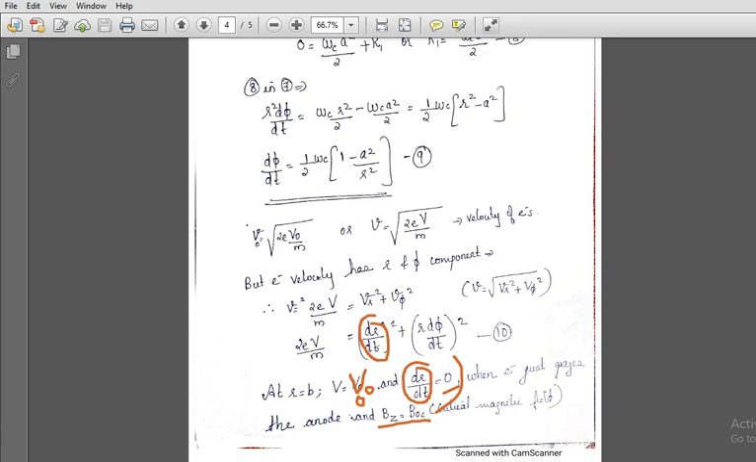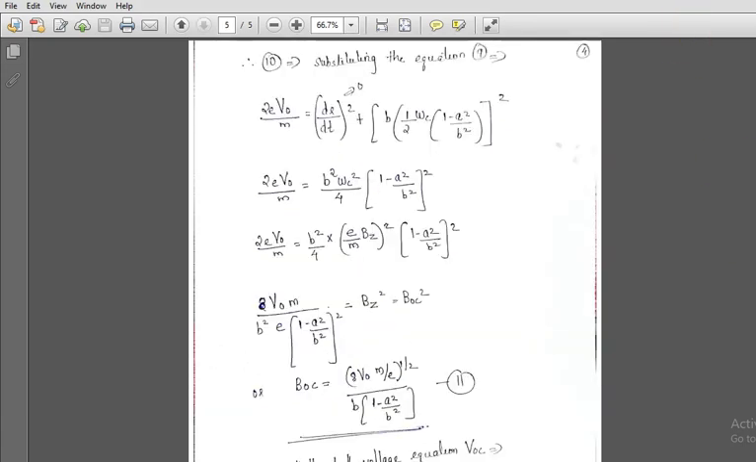2eV by m is equal to dr by dt, which becomes 0, plus r becomes b, times d phi by dt. Instead of this d phi by dt, we are going to replace it with equation number 9. So substituting, 2eV0 by m is equal to: the first term becomes 0. In the second term, we replace the equation for d phi by dt, and it all comes below the square term, and the radius is b.